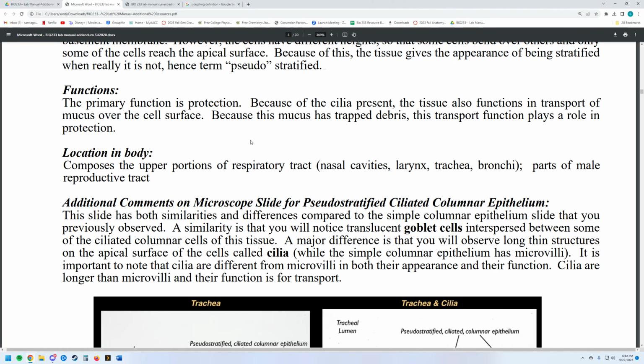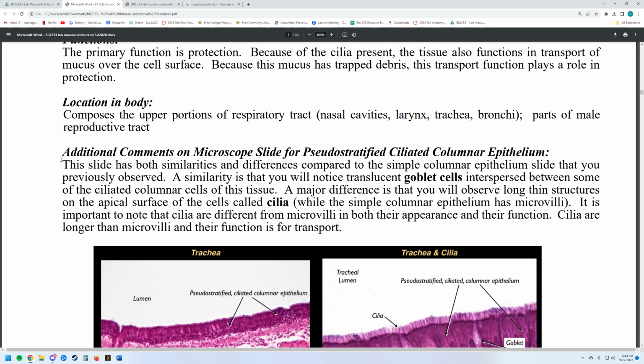Its function is protection. Because of the cilia present, the tissue also functions as transport of mucus over the cell surface. Because it has trapped debris, this transport function plays a role in protection. Okay, that's kind of silly, but I'll take it. Location in the body: portions of the respiratory tract, nasal cavities, larynx, trachea, bronchi, parts of the male reproductive tract. Wow.